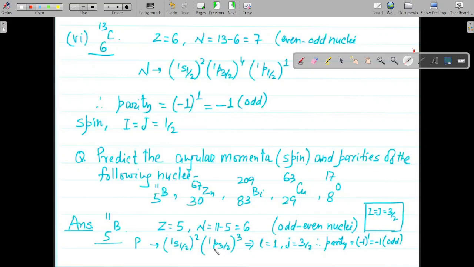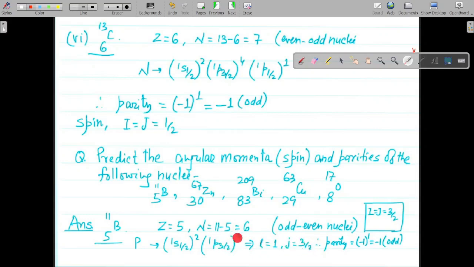Now L equal to 1, sp. S has L value 0, and P has L value 1. So for P, L equal to 1. Now J equal to 3/2 clearly over here.